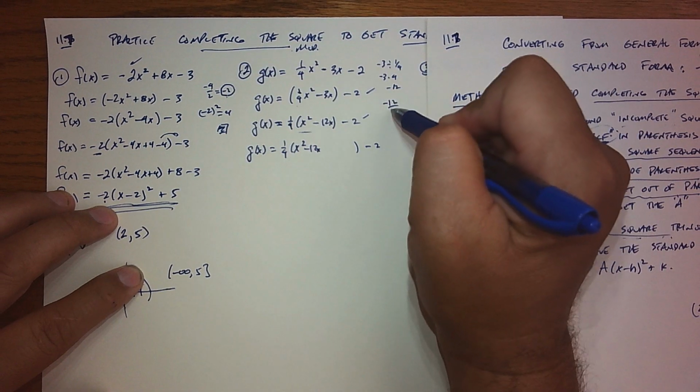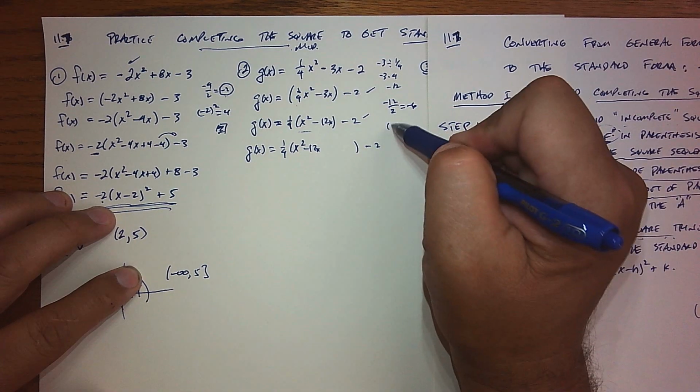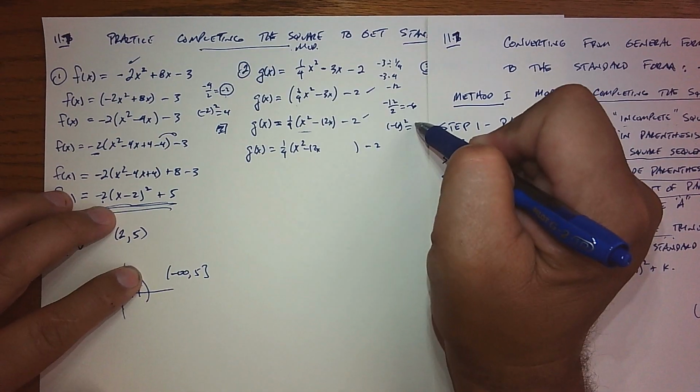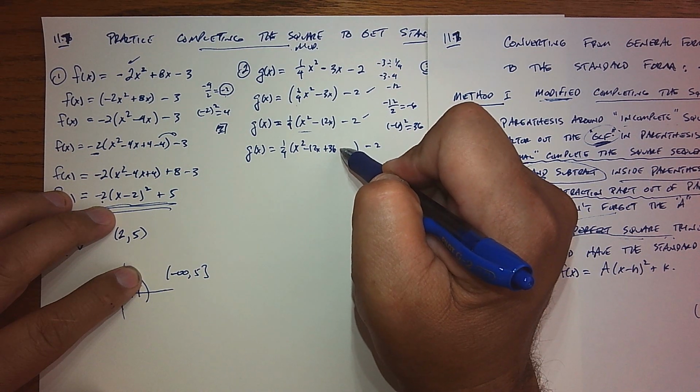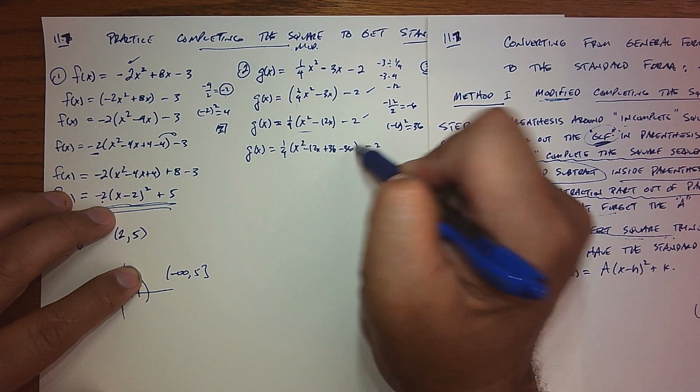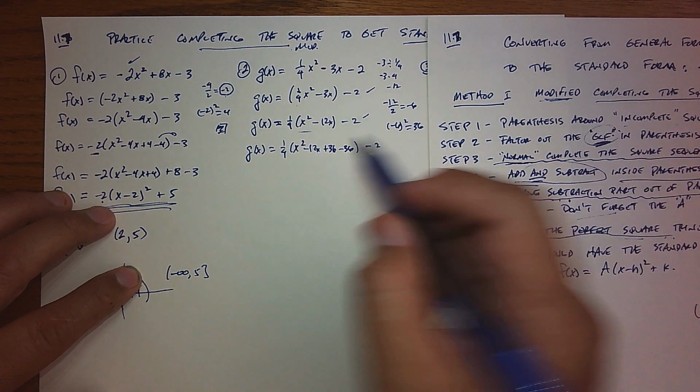Well, we're going to take the negative 12 and divide it by 2, right? That gives us negative 6, and then we're going to square that, giving us 36. So we're going to add 36 to complete the square. We're going to subtract 36 to balance that action off. All right, so there's your modification.